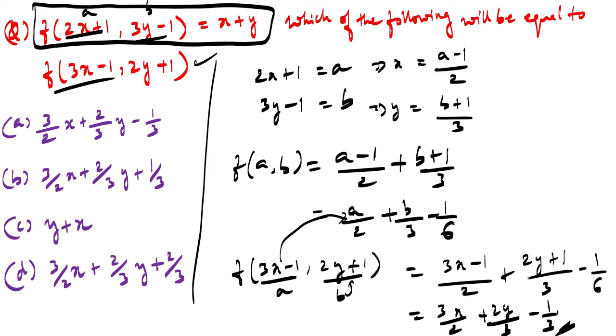So is there any option like that? 3x. Yeah, so first option. So 3 by 2x plus 2 by 3y minus 1 by 3. So this is equal to f of 3x minus 1 comma 2y plus 1. So the value of this function is, when we substitute, we'll get this value.